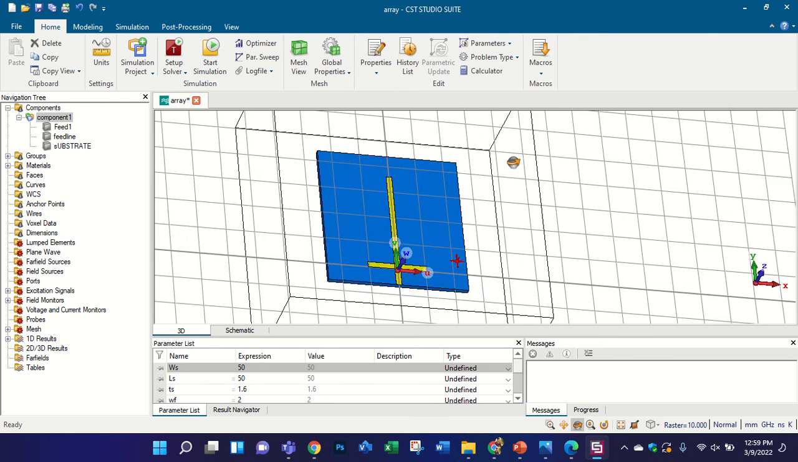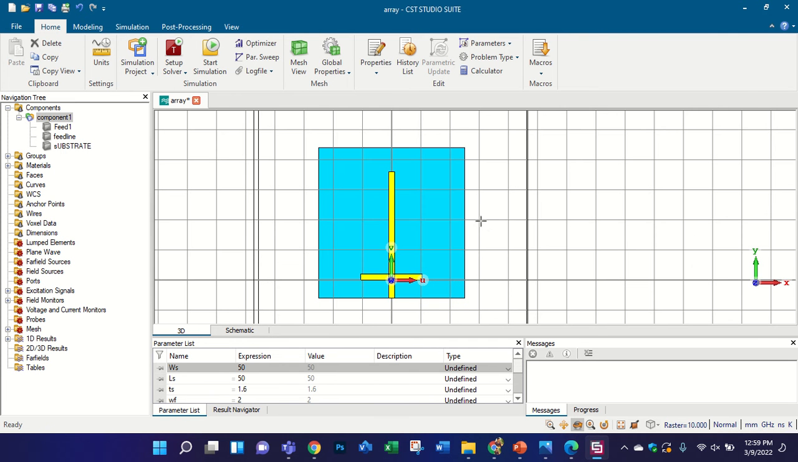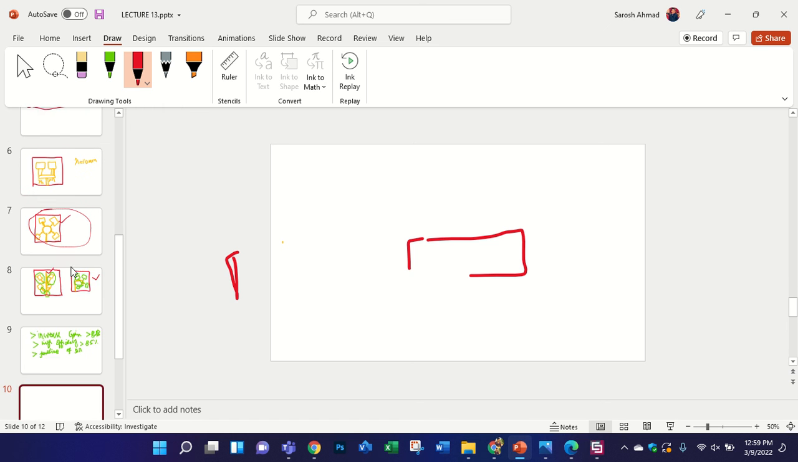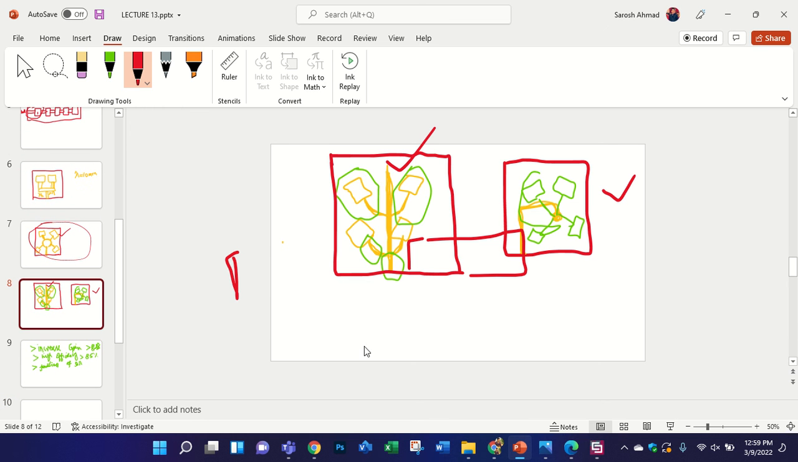I'm sorry, because I have some work with the student and I go under detail. Excuse me, yes, I am talking about this design. Here you can see this is your feed line, and you are just connecting these small patches, like this.